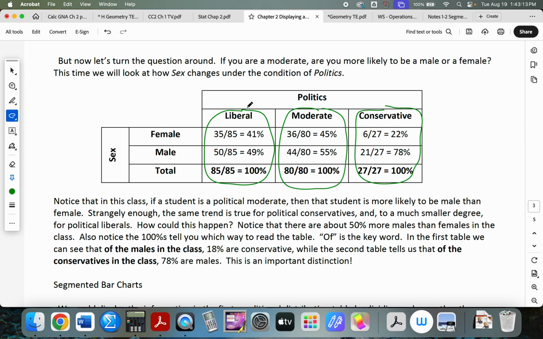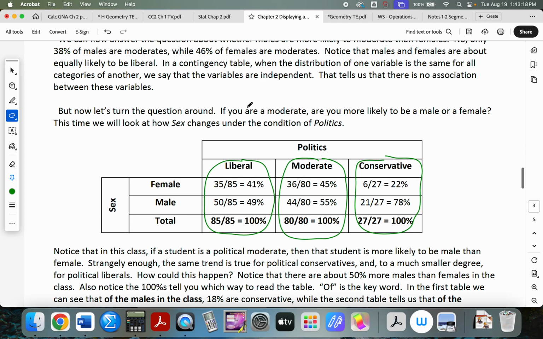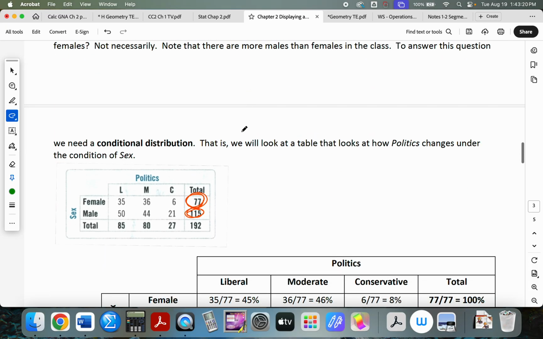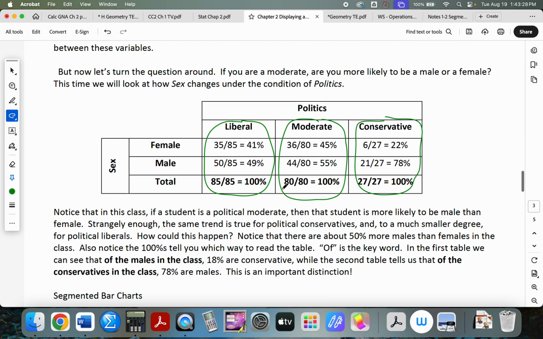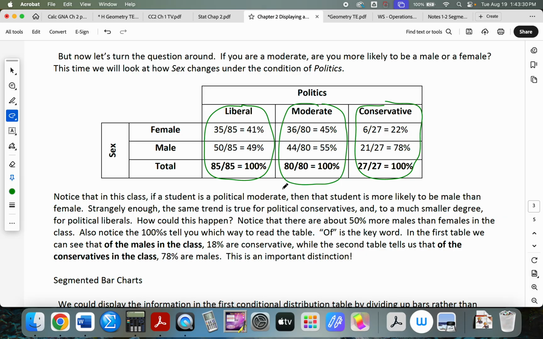Now, how in the world did that happen? Yeah, it's because there's more guys than girls in this class. There's 115 guys and only 77 girls. Okay, so sometimes you run into strange things like that.